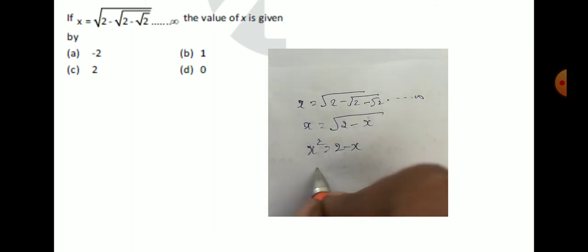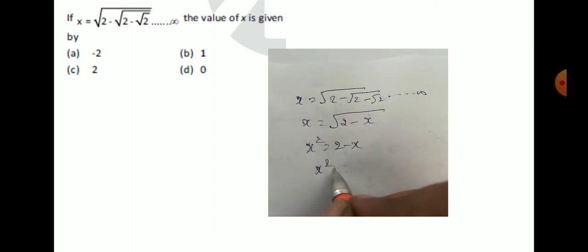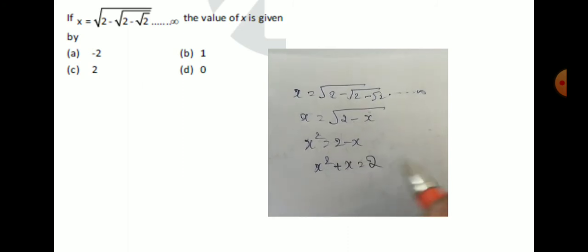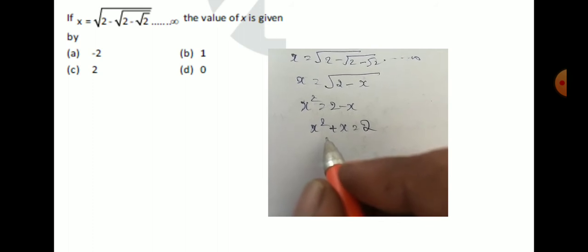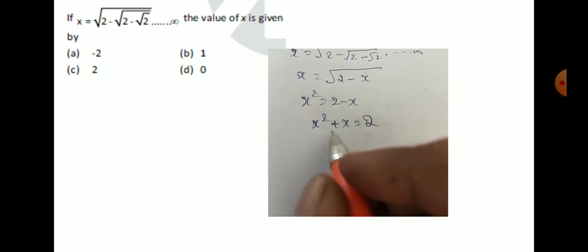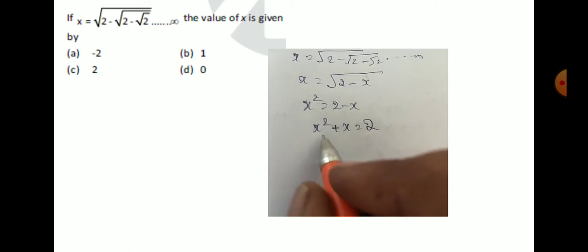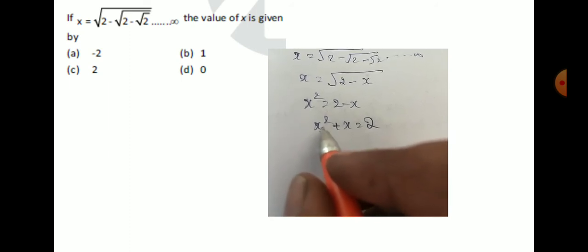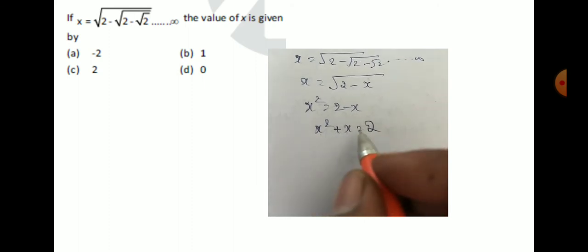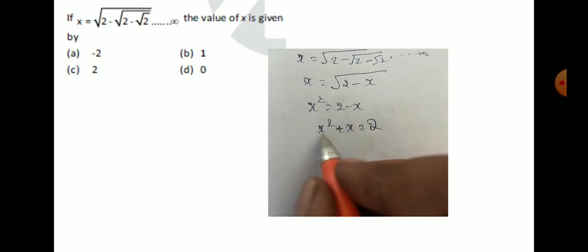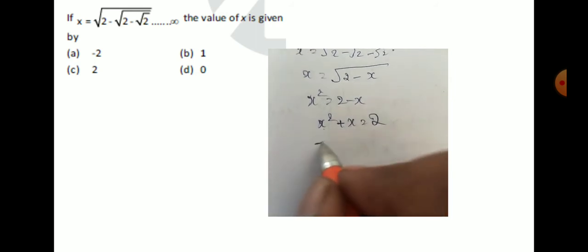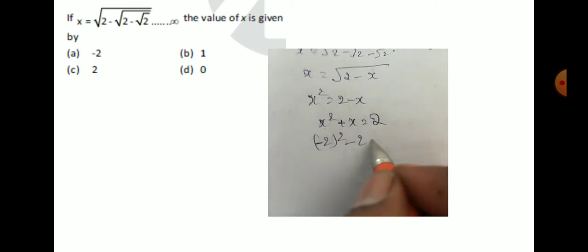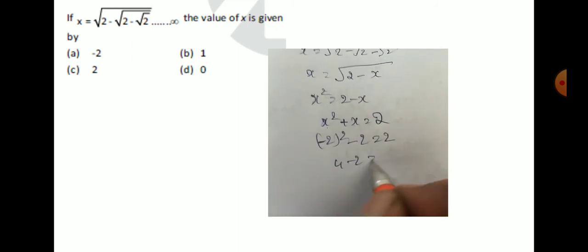Take everything one side. x square plus x is equal to 2, right? Okay, here you just don't solve it, you just check the answers. Here we have two options, right? Substitute minus 2. Minus 2 whole square minus 2 is equal to 2. That is minus 2 whole square is 4, minus 2 is 2. This is the right answer.